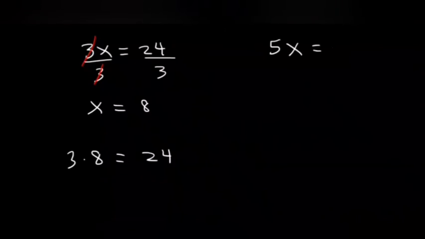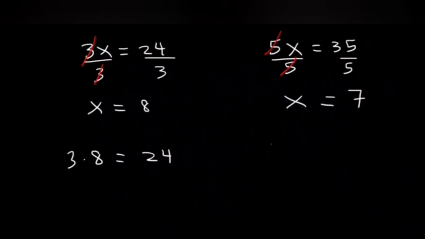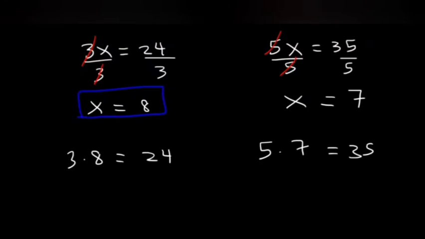Let's take another similar example. 5x equal to 35. As usual, divide both sides by 5. Our x is equal to 7. As you can see, they cancel out. When you do that, our x is equal to 7. And verify: 5 times 7 is equal to 35. As simple as that. You can see our answers very clearly.